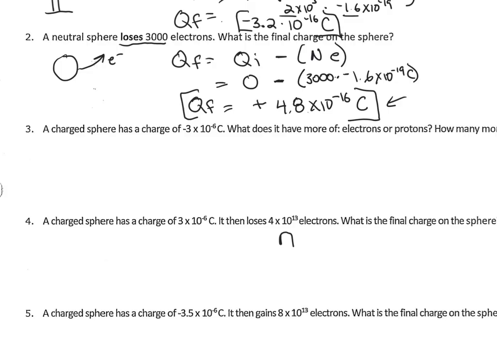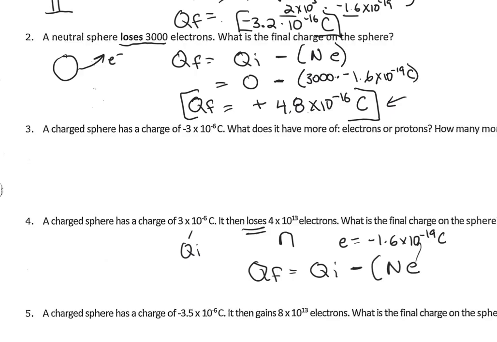So here's a case where we have a Q initial. We have an N. We know the elementary charge is negative 1.6 times 10 to the negative 19th coulombs. And you would set up a Q final equals Q initial. And it says it's losing electrons, so remember to use a negative sign. N times E. And I will gladly hand you an answer sheet in class so you can check all of page, I think this is page 20.